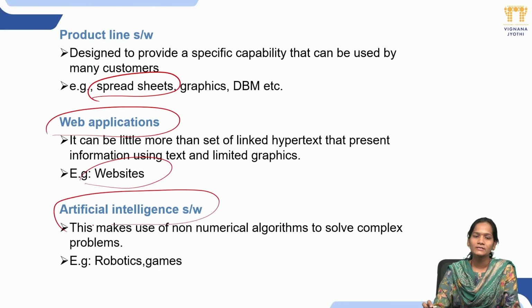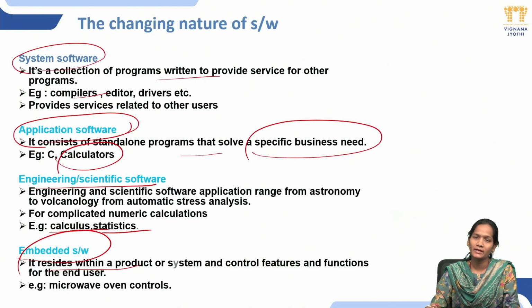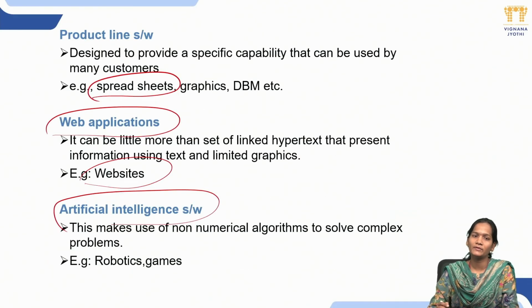Artificial intelligence software. So this makes the use of non-numerical algorithms to solve complex problems. So robotics and games. So these are going to use those non-numerical algorithms to solve particular problems. So these are the different kinds of software. Depending on the situation and place, they act with a different nature. So that is what system software, application and engineering and scientific, embedded software, product line, web application and artificial intelligence software. According to the situation, according to the place where we are going to apply that software, the nature of the acting will be different.